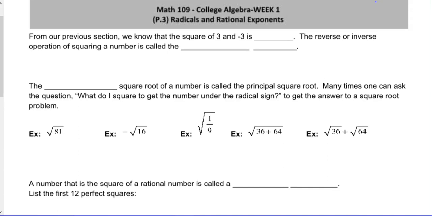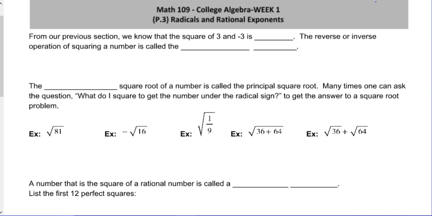Right, here we are in section P.3, which is on radicals and rational exponents. A little bit of a merging with what we did in section P.2 with exponents. So again, evolving and building upon our concepts. It's very, very important for you to master what we've done before so we can move forward.